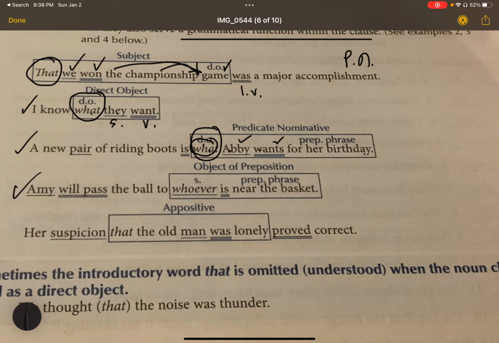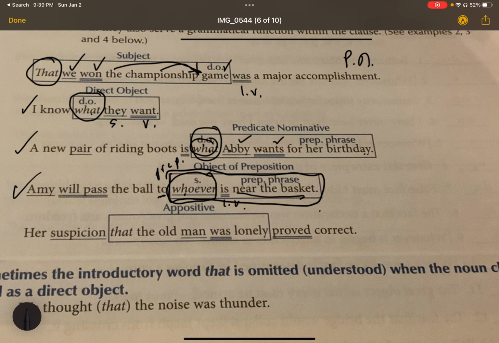Okay, Amy will pass the ball to whoever is near the basket. This is an interesting concept. Here we have a preposition. Everybody knows to is a preposition, right? Prepositions always must have objects. Instead of having a one-word object, we have an entire noun clause. It starts with the signal word whoever, and then you have this linking verb is, and here we just have a prepositional phrase. So in order for it to be considered a clause, it must have a subject and a verb. So whoever is the subject.